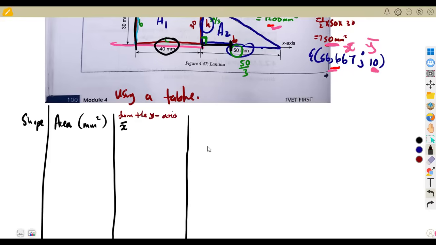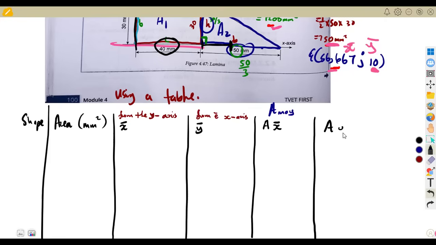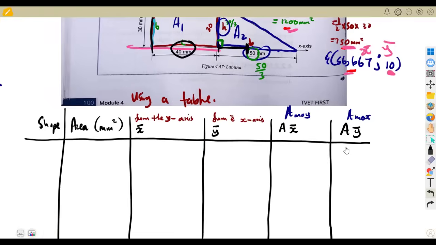You are also supposed to give the y value, which is from our centroid, the distance from where? From the x-axis. You are also supposed to give their corresponding area moment, which is area times x bar. If you check from our introduction, area times x bar is the area moment about the y-axis. You also need the area times the y value, which is the area moment about the x-axis. So this is what you simply need. You are going to see that with a table, it is going to be nice and easier.